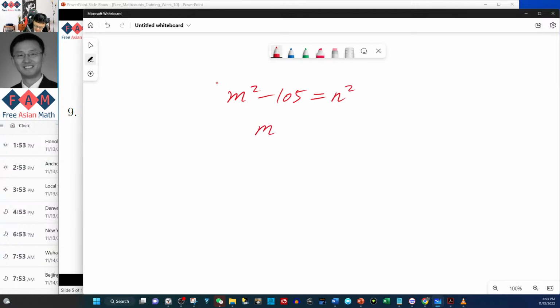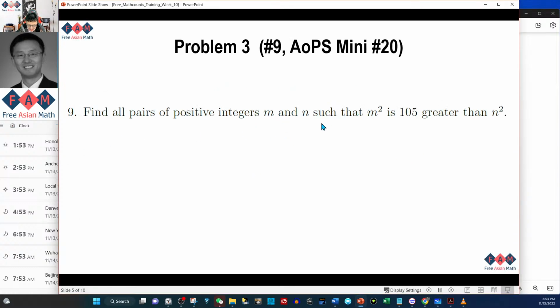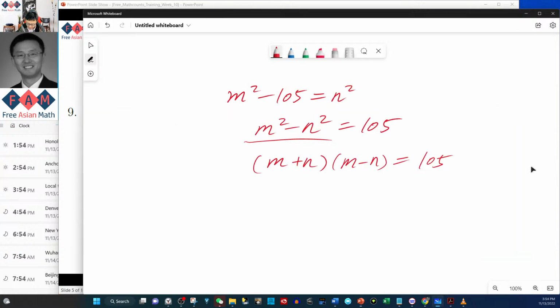So it's not difficult. You want to write this relationship in this way, right? M squared minus n squared equal to 105. Why? Because now we can factorize this thing. Because this is difference of squares, so we immediately see this is m plus n times m minus n equal to 105. Now we see what we need to do. Because we were told m and n both need to be positive integers. And we need to find all possible combinations, all pairs of positive integers m, n.